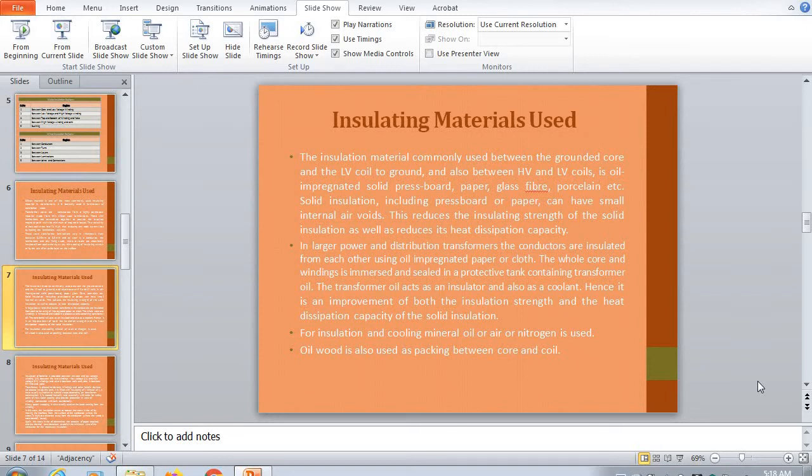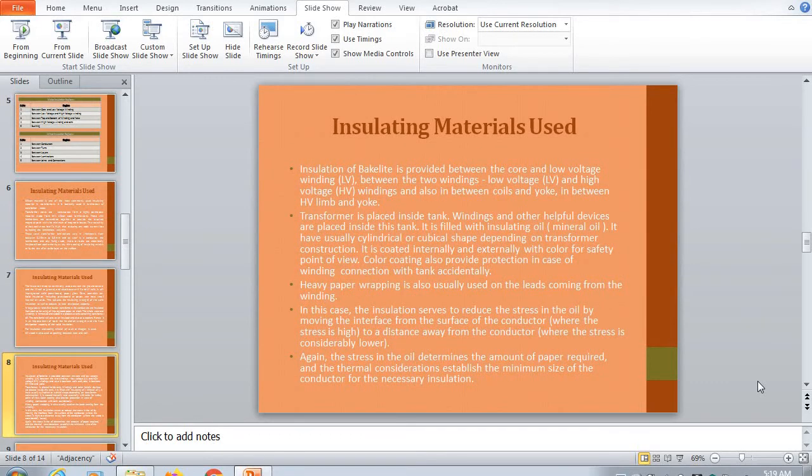The whole core and winding will be immersed and sealed in a protective tank containing transformer oil. The transformer oil will act as an insulator and also as a coolant. Hence, it will provide an improvement to both the insulation strength and the heat dissipation capacity of the solid insulation. For this insulation and cooling, mineral oil or air or nitrogen can also be used. Oil wood is also used as a packing between core and coil.